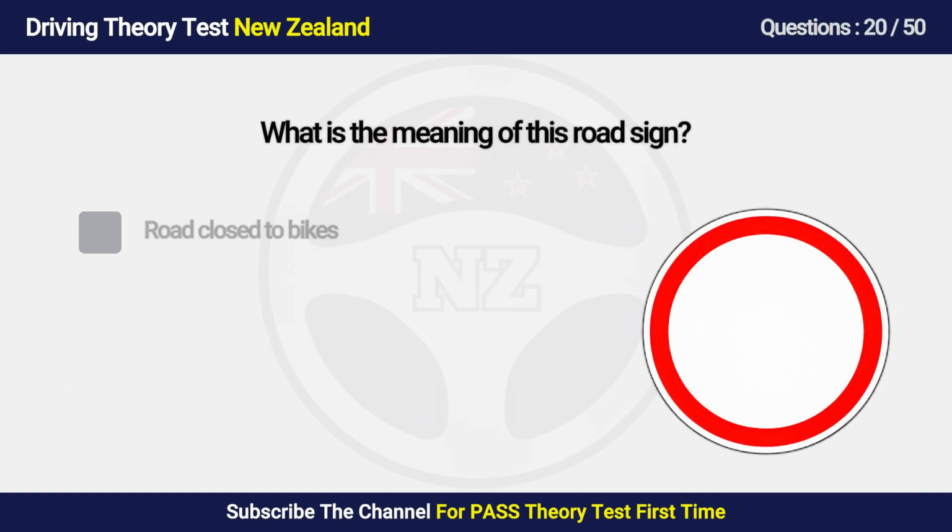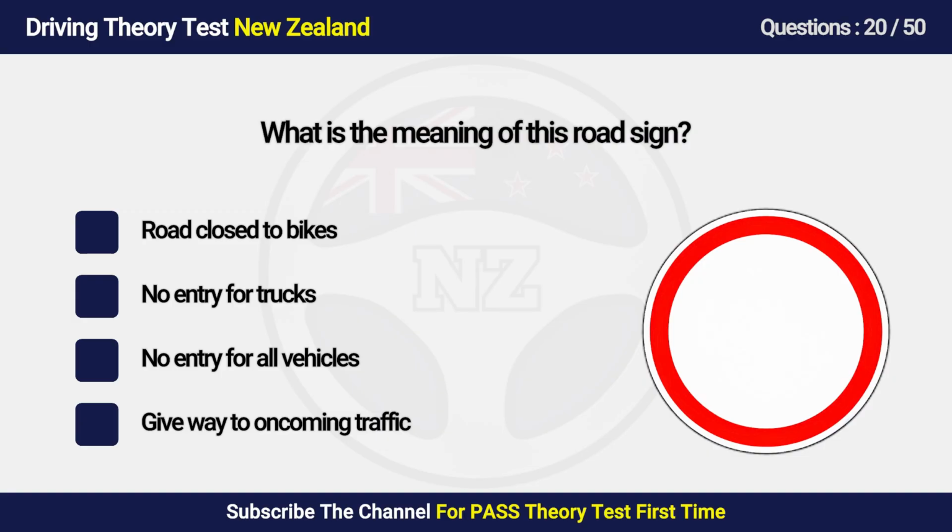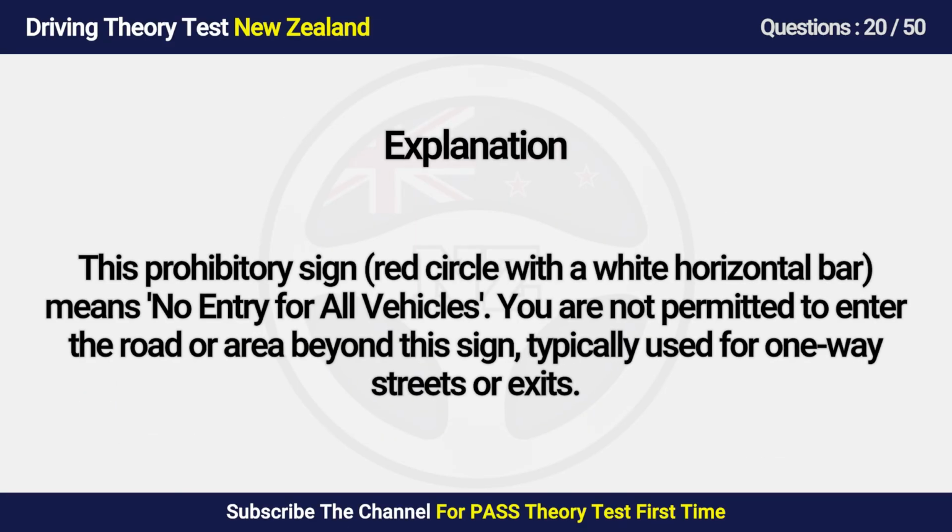Question 20. What is the meaning of this road sign? A. Road closed to bikes. B. No entry for trucks. C. No entry for all vehicles. D. Give way to oncoming traffic. Answer is C. No entry for all vehicles. This prohibitory sign, a red circle with a white horizontal bar, means no entry for all vehicles. You are not permitted to enter the road or area beyond this sign, typically used for one-way streets or exits.